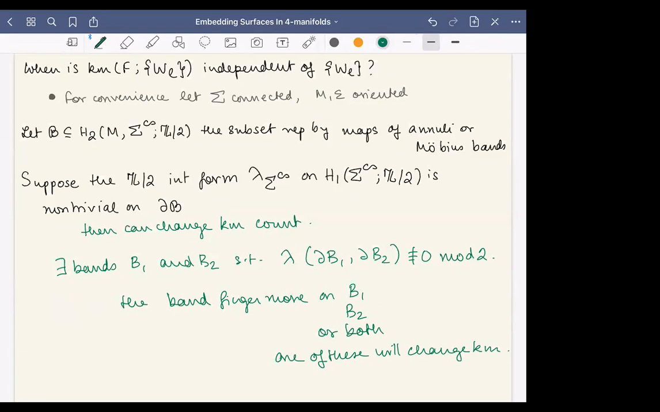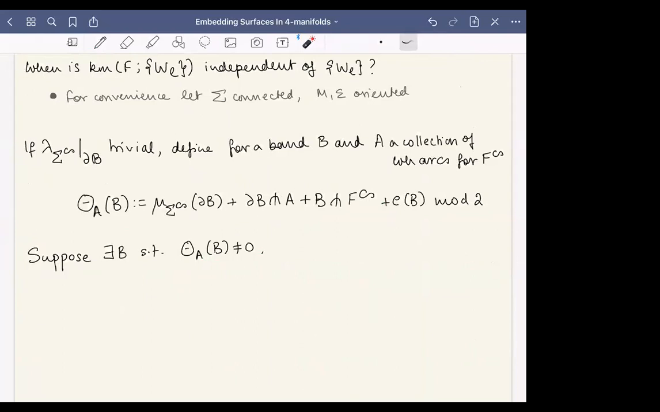And then because you have this non-trivial self-intersection here, this odd self-intersection, that gets picked up in the Kervaire-Milnor count because this thing is non-zero mod 2. Okay. And then lastly, if you know that this intersection on the boundary of bands is trivial, then we can define something complicated like this. And if it turns out that there's a band for which that thing is non-zero, then once again, we can change KM. Let me not go into that.